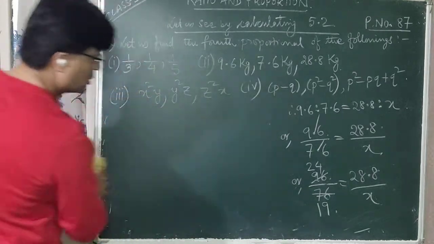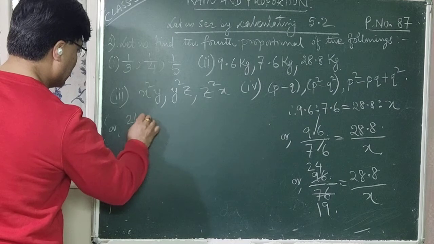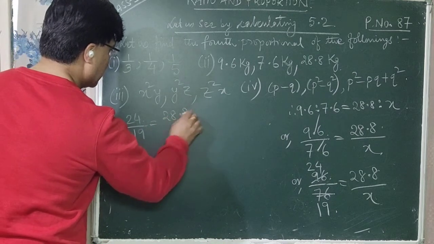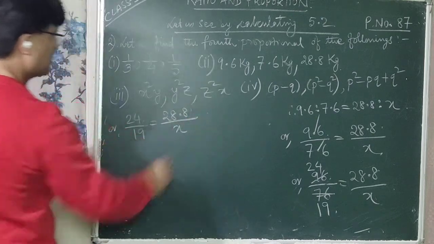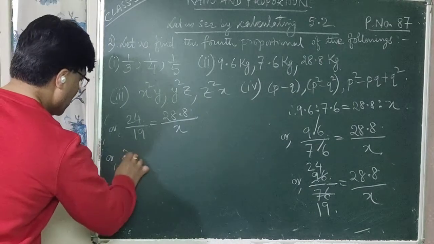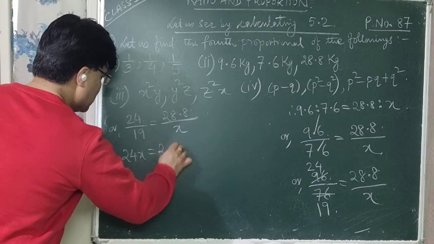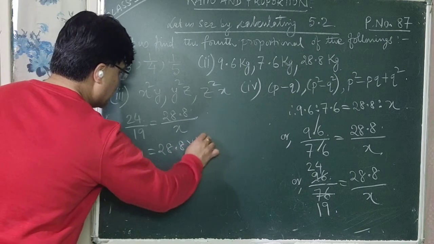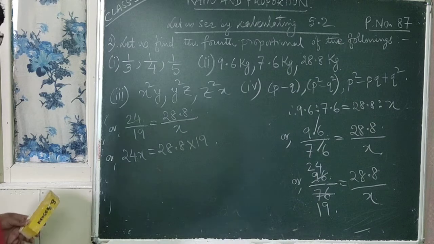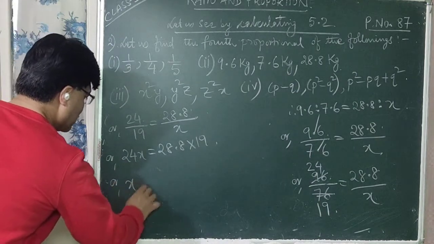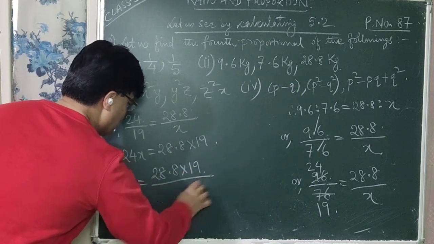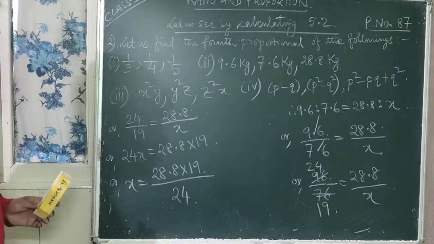So what are the remaining terms out here? It is 24 by 19 is equal to 28.8 whole divided by x. Now let's do cross multiplication out here. So 24x is equal to 28.8 into 19, right? It is cross multiplied. 24x is equal to 28.8 into 19. Or what is the value for x now? 28.8 into 19, this whole divided by 24, right?